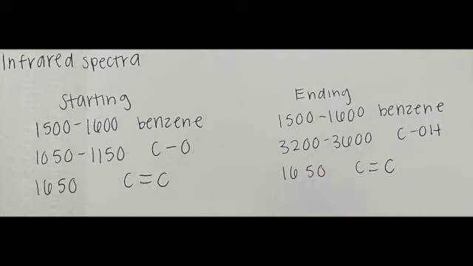This is the predicted infrared spectra, and the main difference is that there's a 3200 to 3600 C single bond OH, and then the starting reactant has a 1050 to 1150 C single bond O.